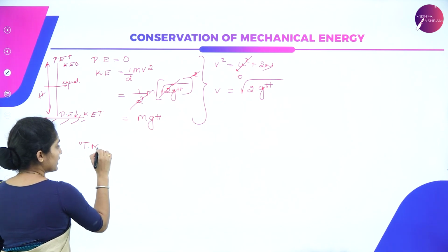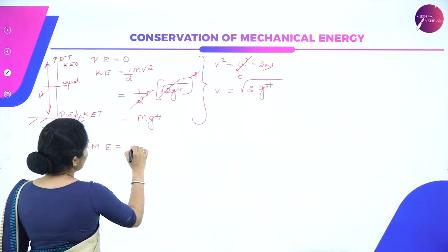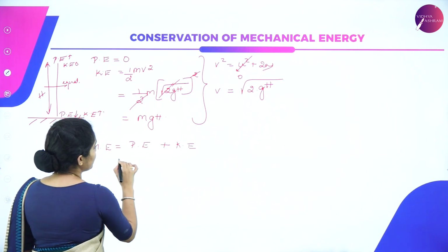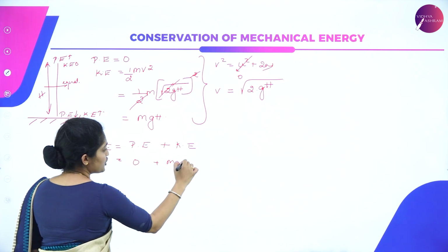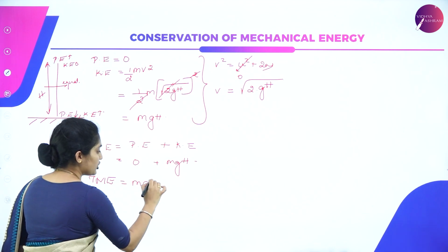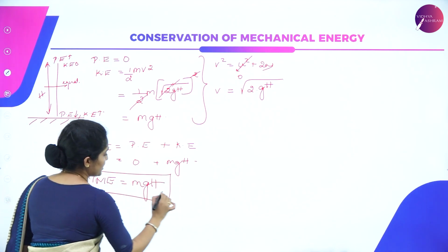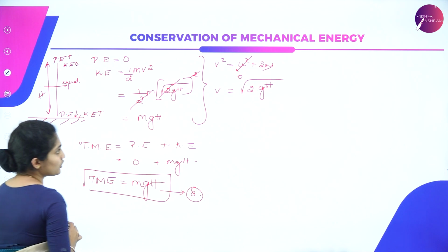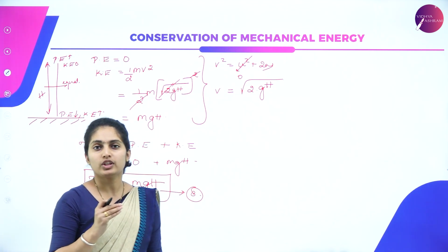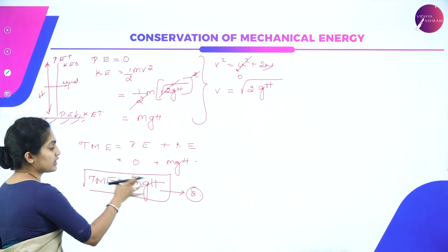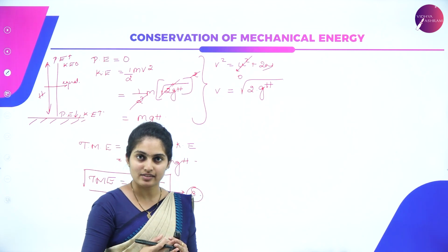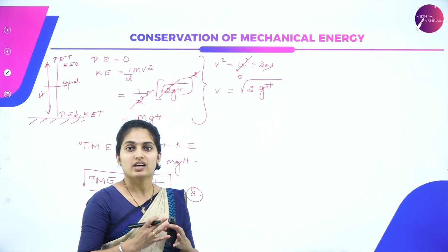So total mechanical energy is equal to the sum of potential energy and kinetic energy, which gives 0 plus mgH, so the total mechanical energy is mgH. So this equation is said to be equation 3. So here we can see that equation 1, equation 2, equation 3 all have the same components with respect to mass, acceleration due to gravity as well as height. That means to say the energy is conserved.